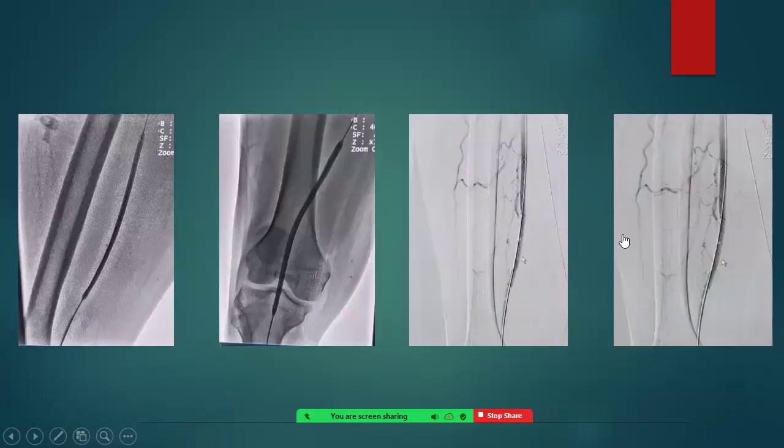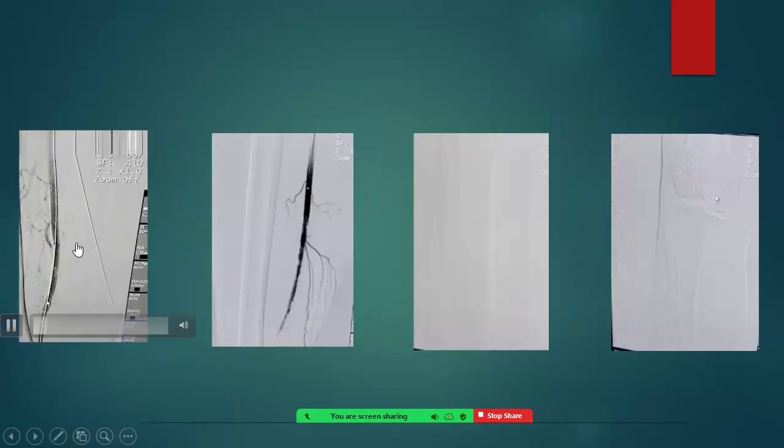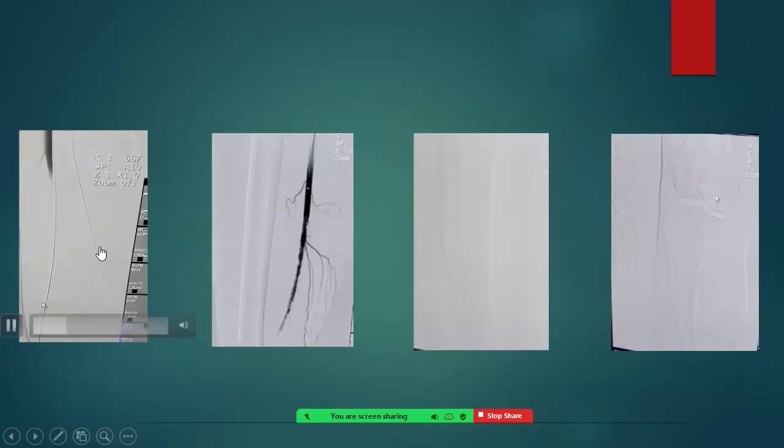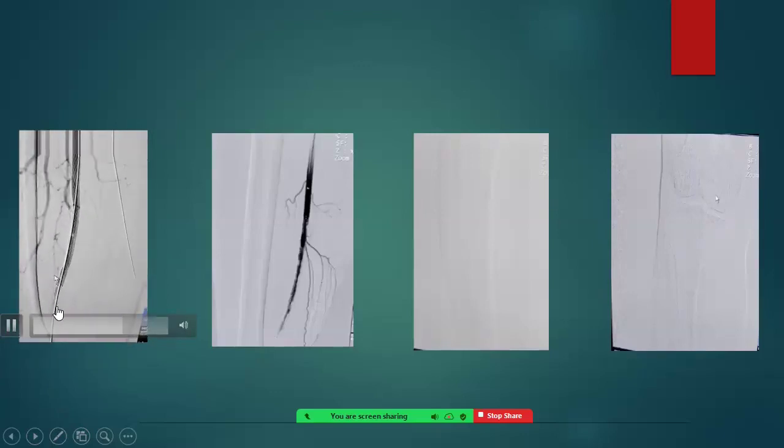Now after ballooning, we put the stent. But in this case, a little bit of shortening of the stent was there, so we were not able to cover the lesion with the proper length. That's why a certain area was left behind, and this caused the thrombus formation within the stent.